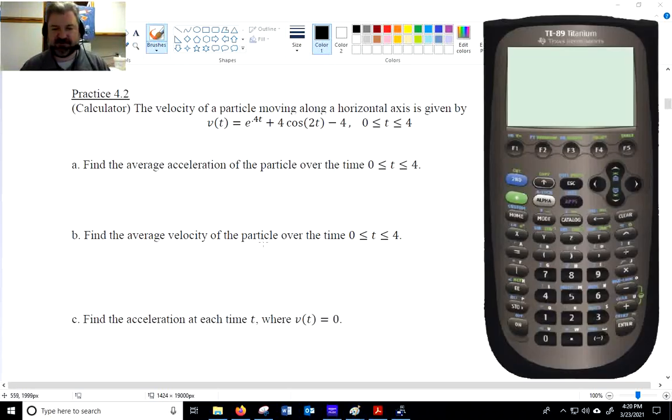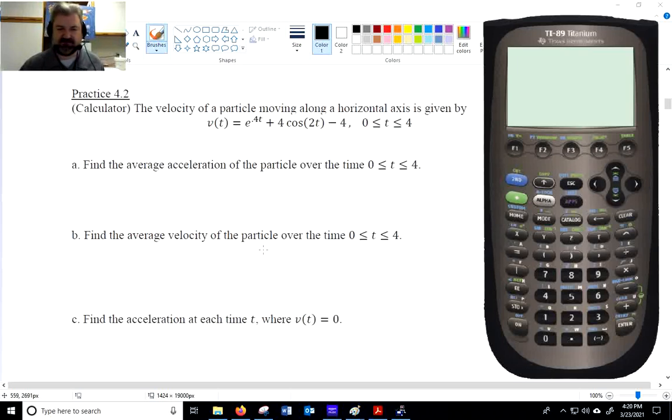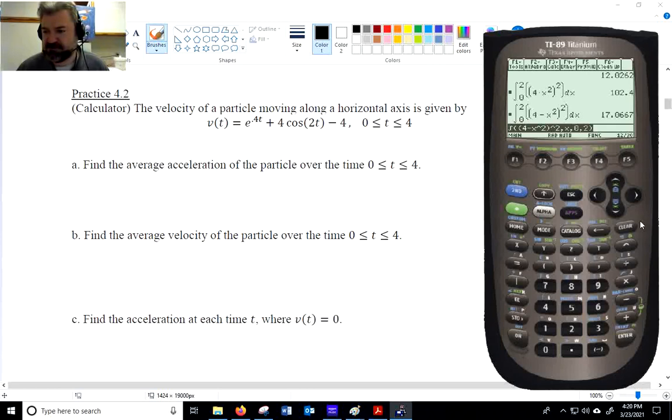Okay, hopefully you've paused the video and done A through F, or at least got ready to do some of it, and feel free to pause the video, of course, in between different steps. I pulled up a graphing calculator here that I think we can use. The velocity of the particle moving along the horizontal axis is given by this. Find the average acceleration of the particle over the time 0 to 4. We're given velocity, so average acceleration is asking for the average rate of change of v. Average acceleration is average rate of change of velocity.